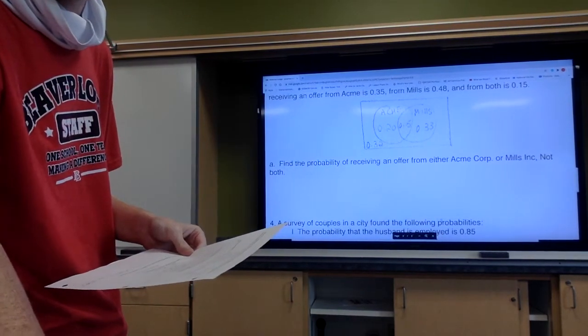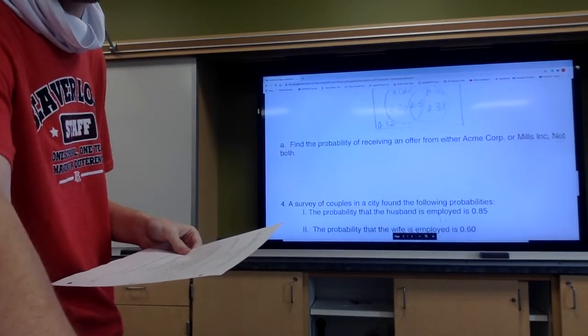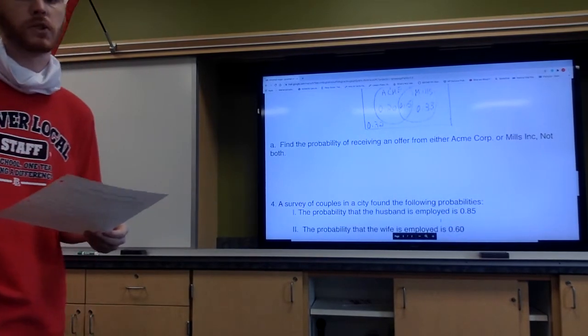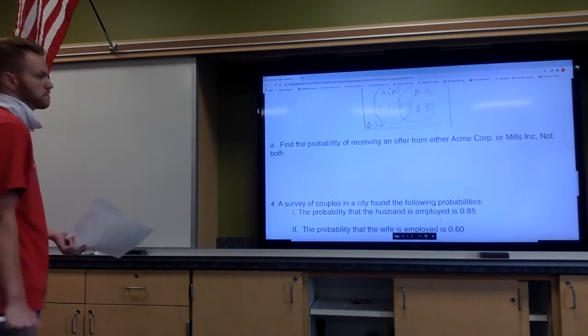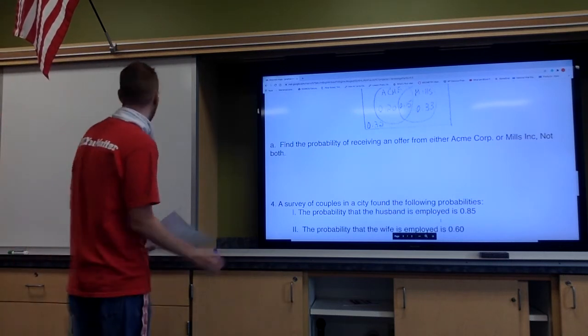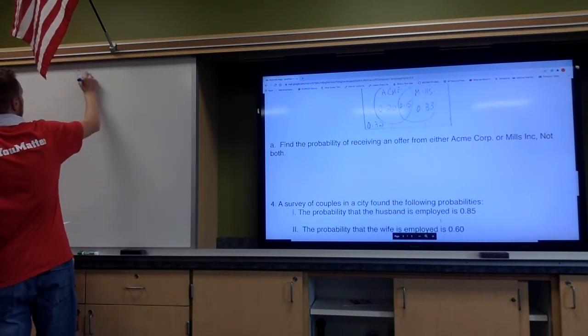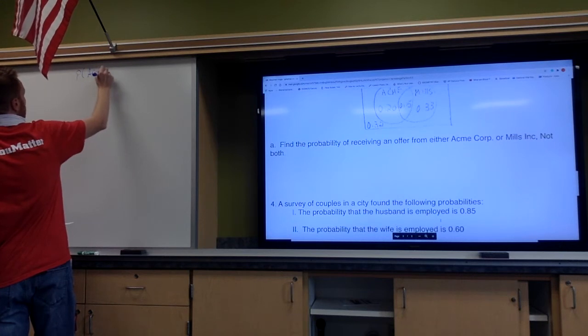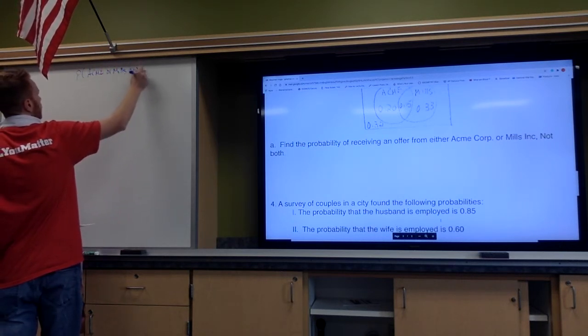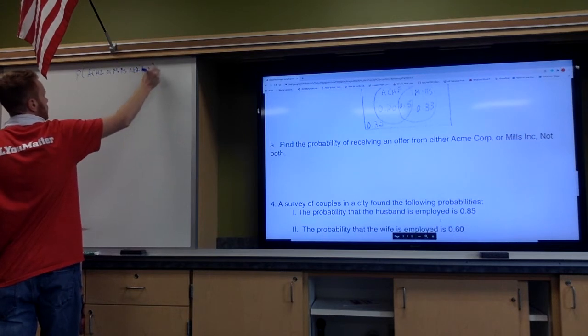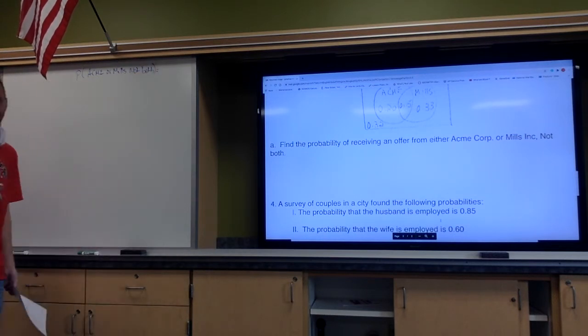And there's only one thing to figure out. Find the probability of receiving an offer from Acme or Mills. Not both. Okay? So let's figure that out. Probability Acme or Mills, not both. For some reason, she doesn't want both of them to give her a job offer.